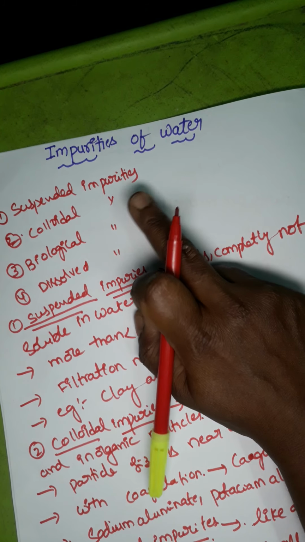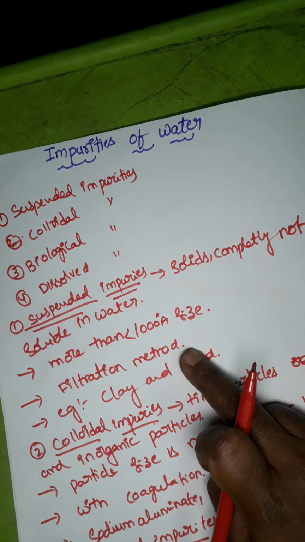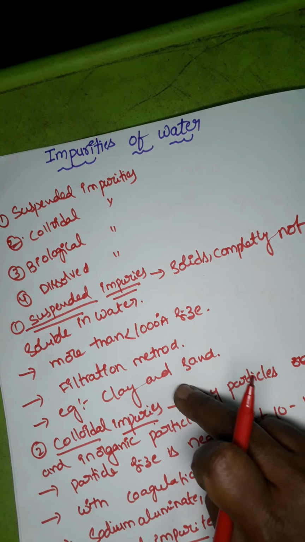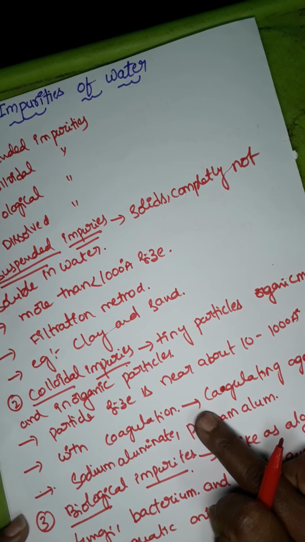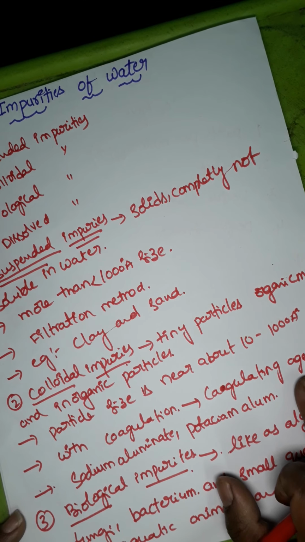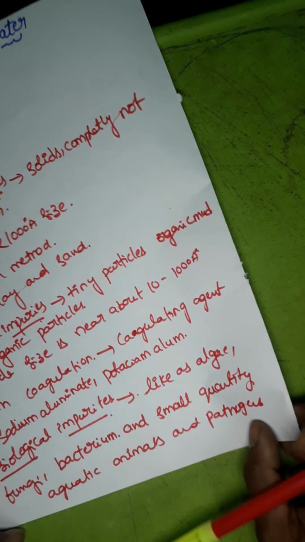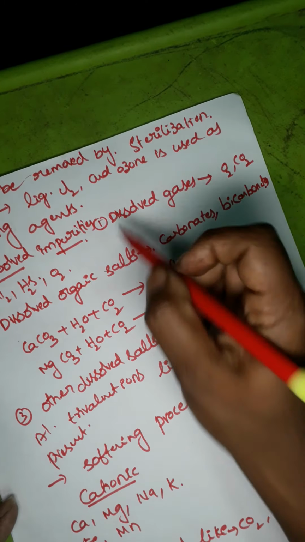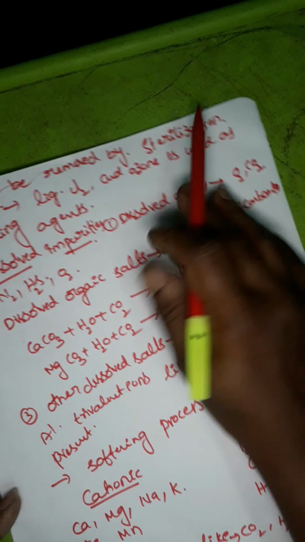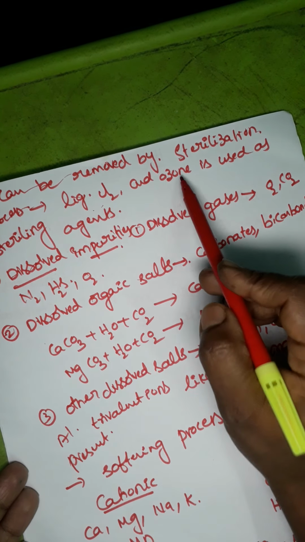That is the suspended impurities, colloidal impurities, biological impurities, dissolved impurities. Suspended impurities are removed by using the filtration method, for example clay and sand. Colloidal impurities are mainly removed by using the coagulation process, in which coagulation agents such as sodium aluminate and potassium alum are used. The biological impurities are like algae, fungi, bacteria, and a small quantity of aquatic animals and pathogens. These are mainly removed by using the sterilization process, where the sterilizing agents are liquid chlorine and ozone.